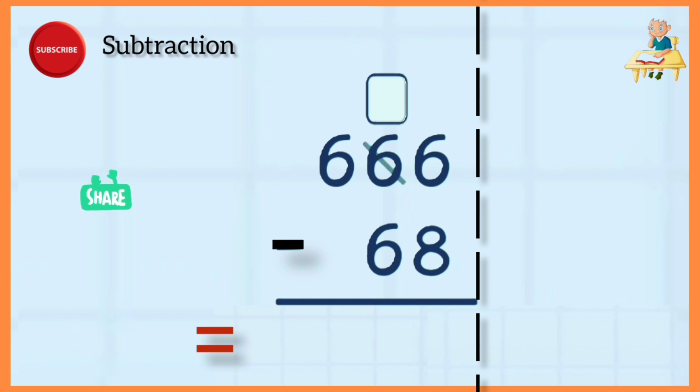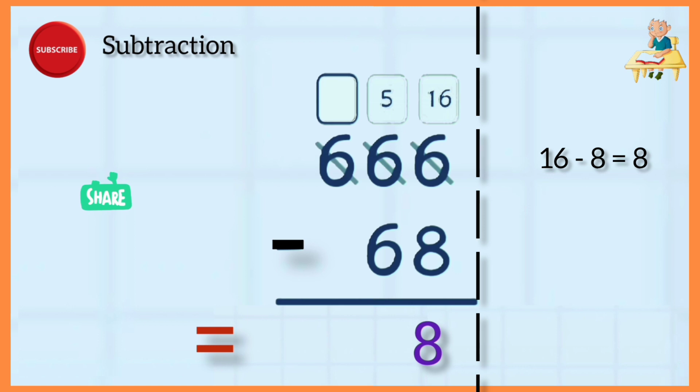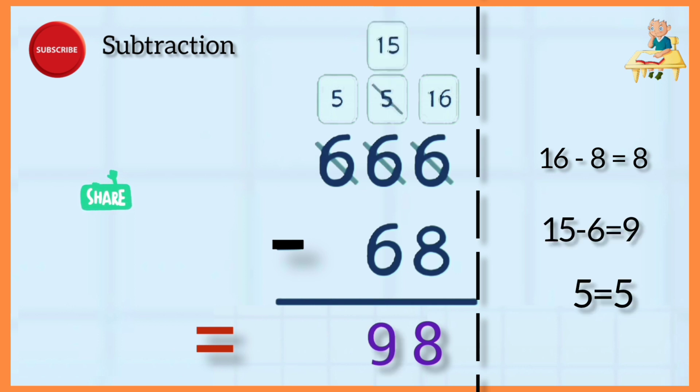666 minus 68. 6 is less than 8. We get 1 from next digit, and 6 becomes 16. 16 minus 8 is equal to 8. And 5 is less than 6. We get 1 from next digit. 5 becomes 15. 15 minus 6 is equal to 9, and 5 is equal to 5.